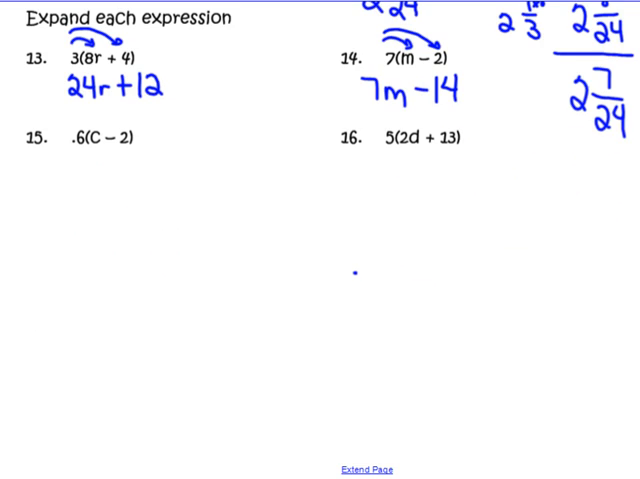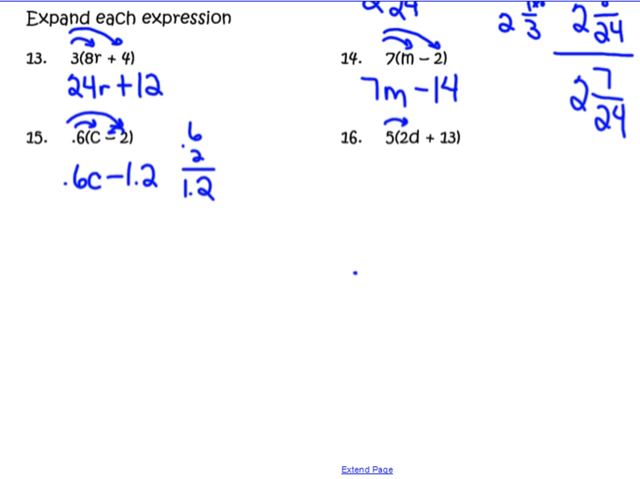6/10 times C gives me 6/10 C, and 6/10 times negative 2, you have to go off to the side. 2 times 6 is 12, 1 decimal in my product, so I have 1 decimal in my answer, and it is going to be negative 1 and 2/10, because that's negative 2. Look left of that number, in front of that number is a negative symbol. So 6/10 C negative 1 and 2/10, or 6/10 C minus 1 and 2/10.